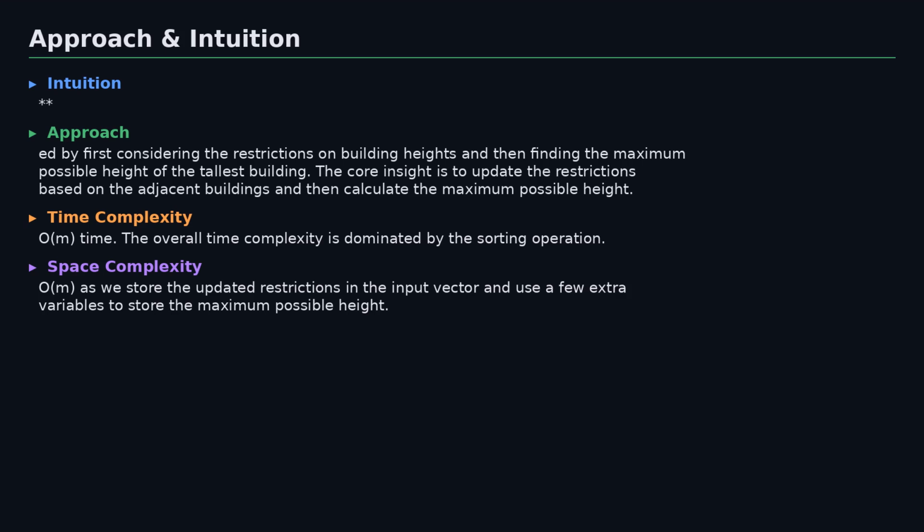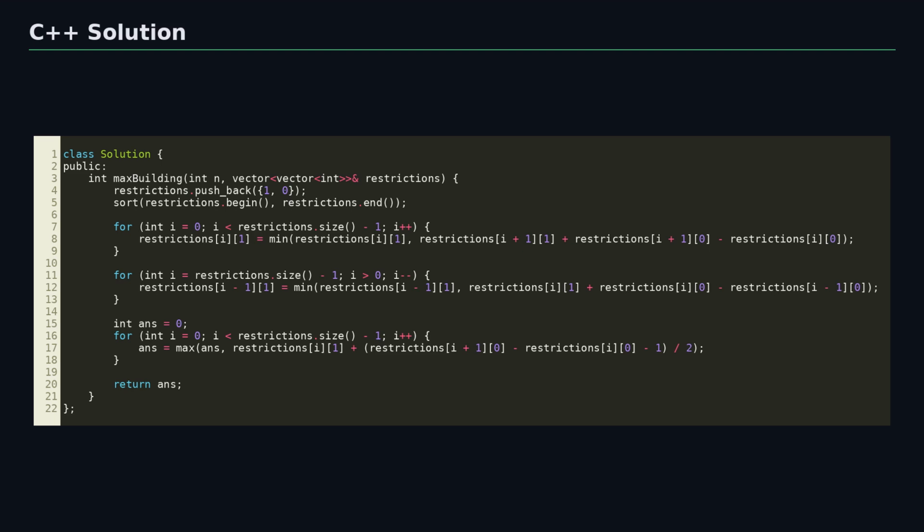Now, let's dive into the code. We start by adding a restriction for the first building, and sorting the restrictions based on the building index. This is done with the line restrictions.push_back({1, 0}), and then we sort the restrictions with the line sort(restrictions.begin(), restrictions.end()). Then, we update the restrictions for each building, with a for loop that iterates through the restrictions, and updates the height of each building based on the height of the next building.